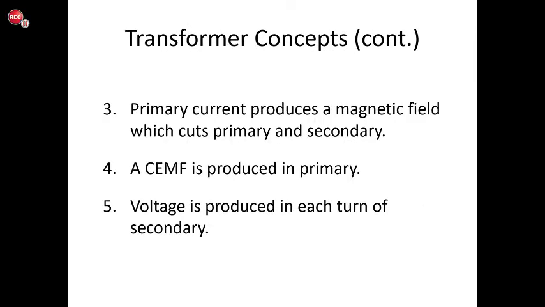Primary current produces a magnetic field which cuts the primary and the secondary, and so that's how inductors work. That's what we've talked about in the past, where the current in an inductor does not grow instantaneously. It grows at a slower rate than instantaneous. That's because the magnetic field growing around an inductor is actually cutting its own windings and opposing the current flow in that inductor itself. And so a counter EMF is produced in the primary, just like with any other inductor. Voltage is produced in each turn of the secondary when it's linked by the magnetic flux from the primary to the secondary.